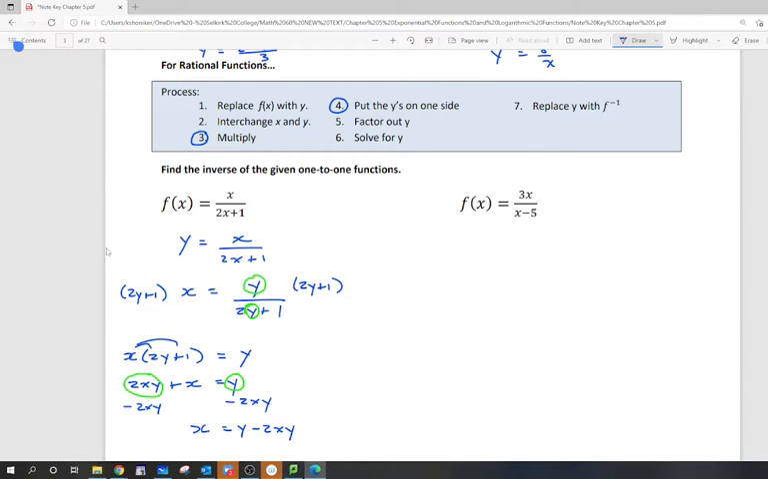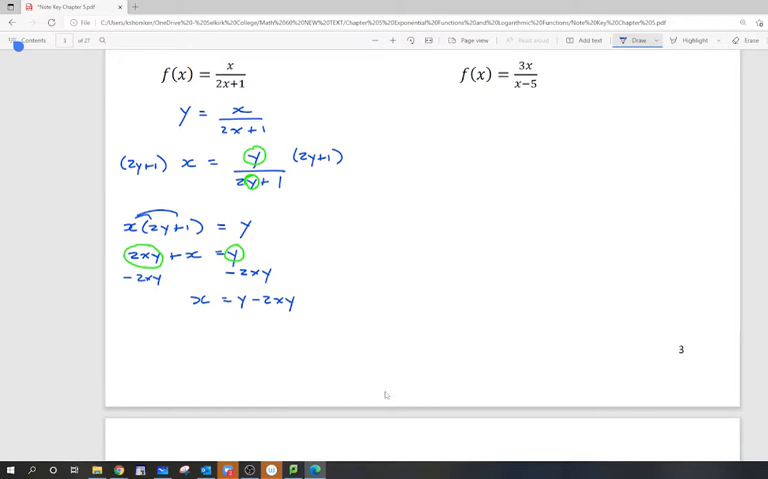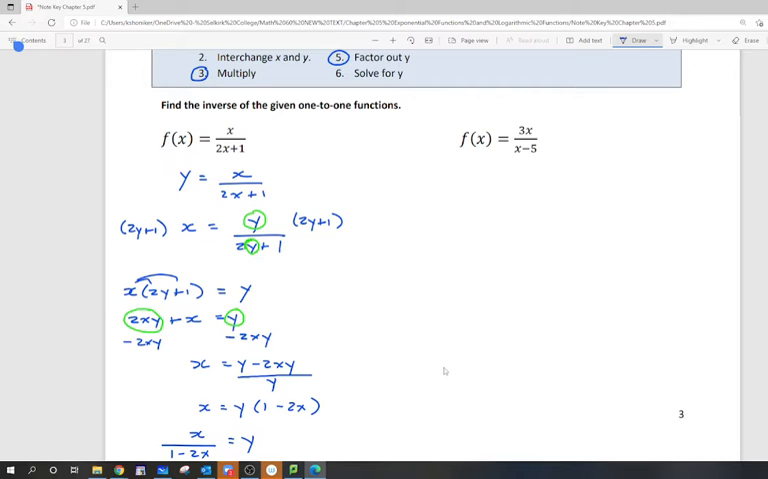Now here's the next important step. Okay, step number 5, you're going to factor out the y. I want you to notice that these two terms have a y in common, so I can greatest common factor it out. I'm left with y times y divided by y is 1, and then negative 2xy divided by y is negative 2x. Then to solve for y, I would divide by 1 minus 2x. So I would get x divided by 1 minus 2x. And that is my answer. So the inverse of f, so f inverse of x, would equal x over 1 minus 2x.